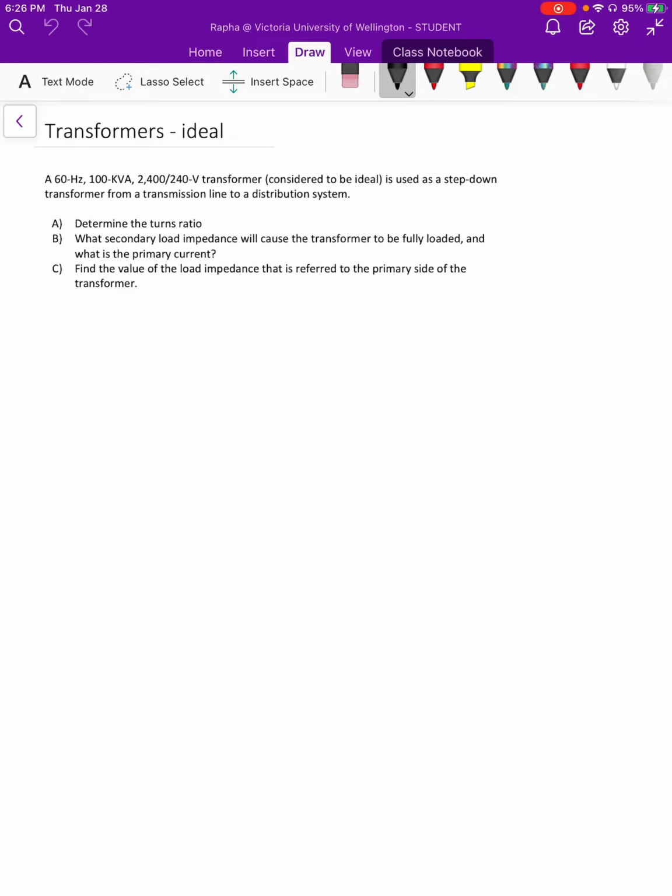So, nalang ko i-correct gamay ani. This is supposed to be 200. 200 kVA na siya. So, solution, we have for letter A, the turns ratio is basically kaning 2,400 over 240 or 10 is to 1. So, ang atong A or turns ratio is equal to 10. Ganyan lang. Very easy.